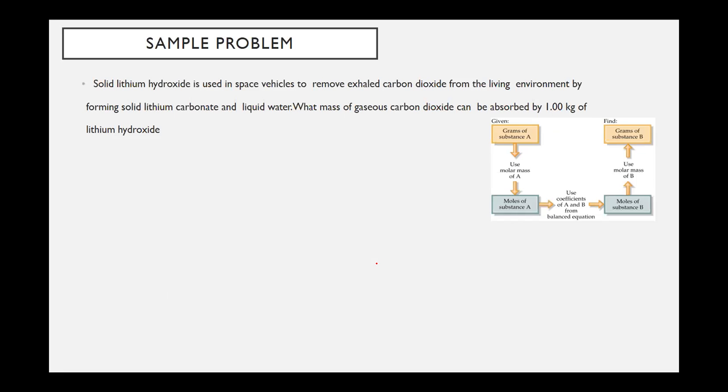So, sample problem. Solid lithium hydroxide is used in space vehicles to remove exhaled carbon dioxide from the living environment by forming solid lithium carbonate in liquid water. What mass of gaseous carbon dioxide can be absorbed by 1.00 kg of lithium hydroxide? So first, we have to write the equation.